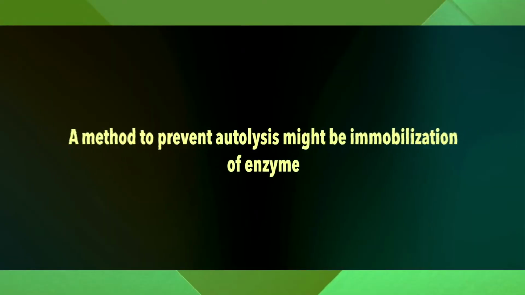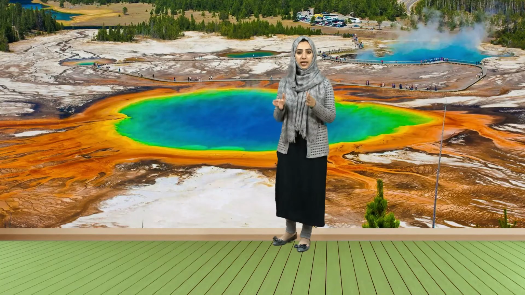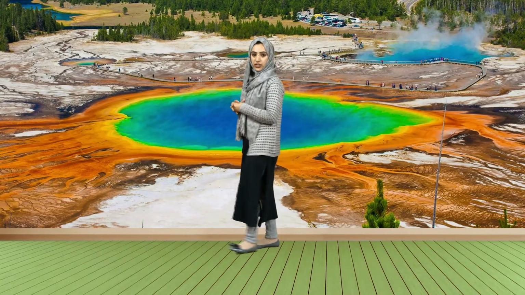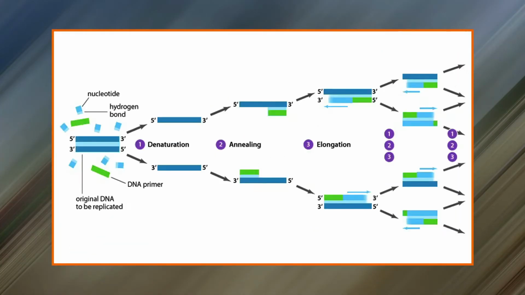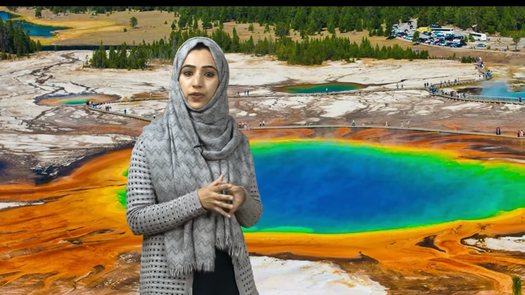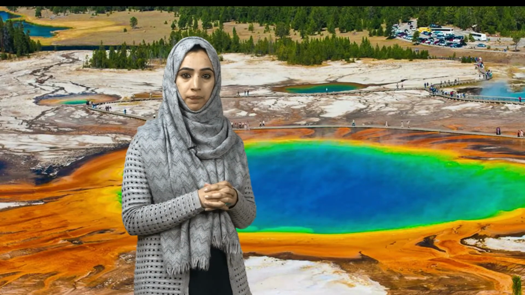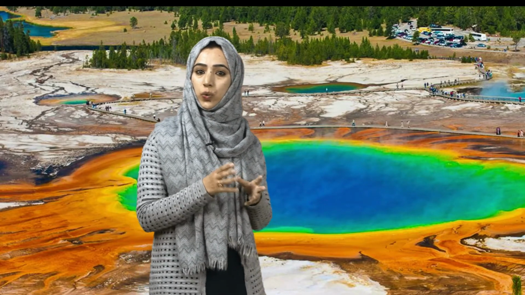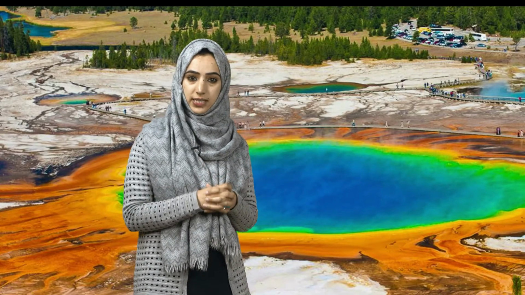A method to prevent autolysis might be immobilization of the enzyme. Another actively marketed thermostable protease is Thermus protease, used to clean up DNA before amplification in polymerase chain reaction. A larger application might be the use of thermophilic enzymes in domestic dishwashing detergent. In this case, much lower pHs are applied, combined with temperatures of about 60 degrees.